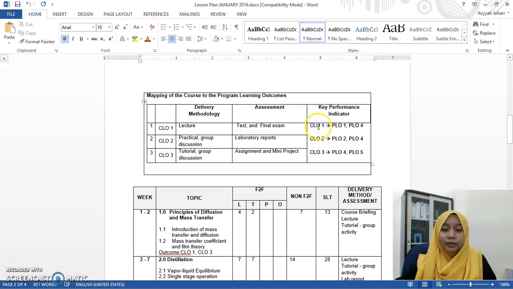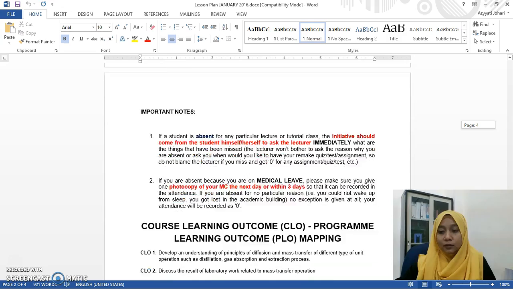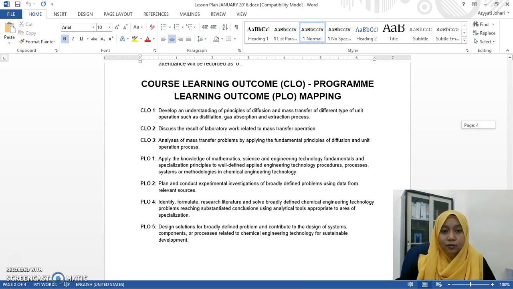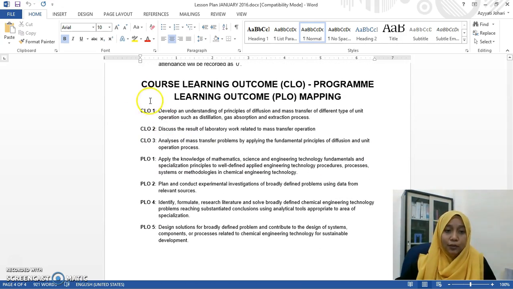For CLO1, that must be mapped to PLO1 and PLO4. CLO2 must be mapped to PLO2 and PLO4. CLO3 must be mapped to PLO4 and PLO5. So what is exactly CLO1, CLO2, CLO3, PLO1, 4, 2 and 5? So let us see what the details are. So this is actually your CLO and PLO.